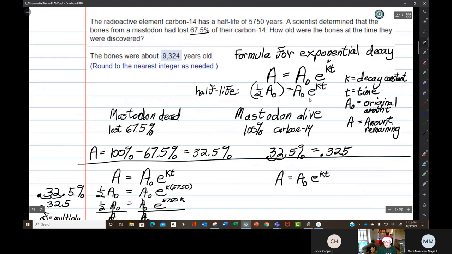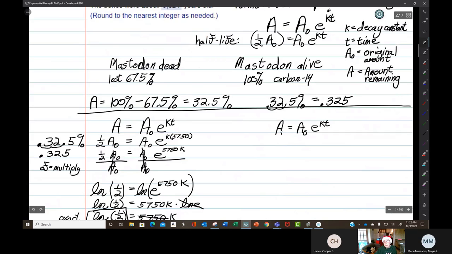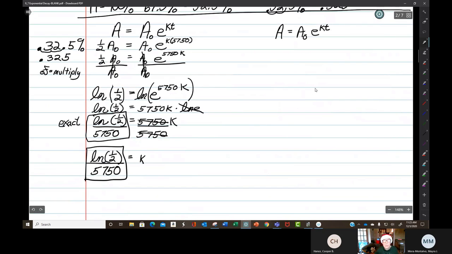Okay. Well, we need to know what was the amount of carbon 14 remaining. 100% minus 67.5% is 32.5%, which translates to 0.325. So the amount of carbon 14 remaining in the bones, which is what A stands for, is 0.325 times A naught, which is 32.5% of A naught. 0.325 times A naught equals A naught e to the KT.